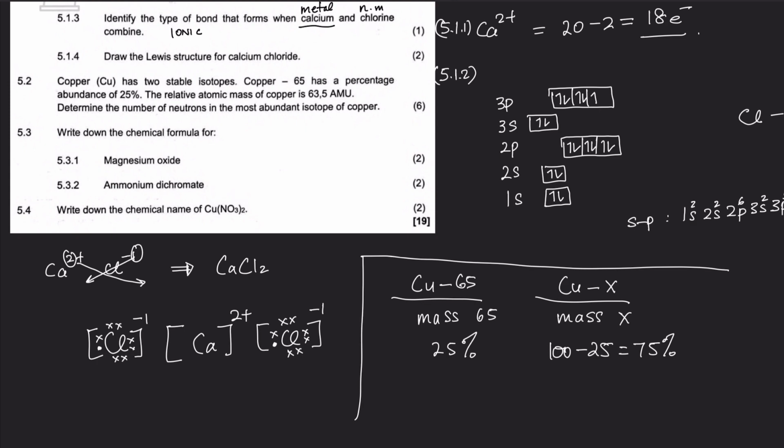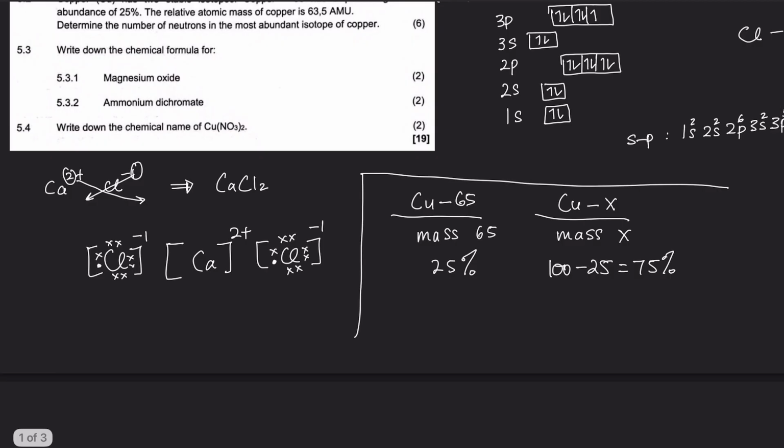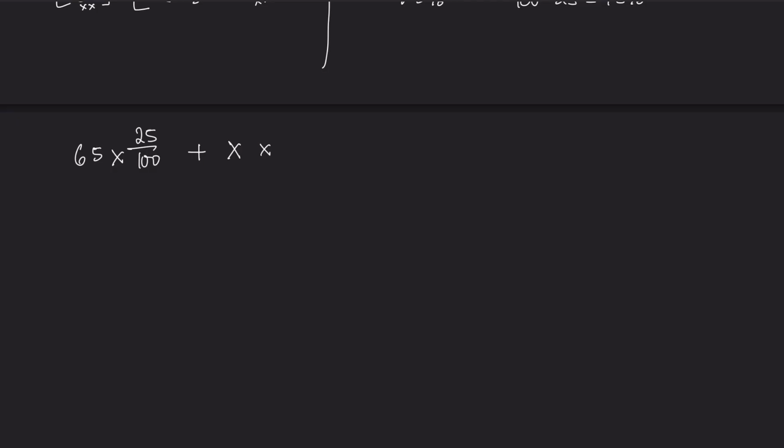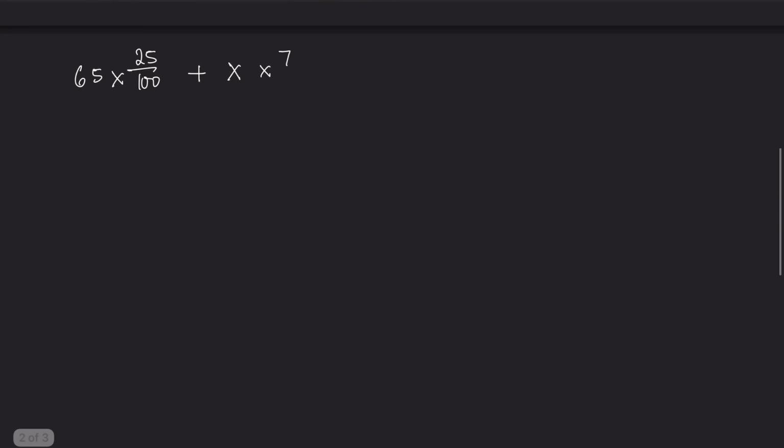Okay? Now we know that the formula to work out isotopes is the following. So we can take the mass. So let's set it out. We'll say the mass of the first one, so 65, multiplied by its percentage, plus the mass of the second one, which is X, multiplied by its percentage. So that's the first one, that's the second one. That's going to give us the relative atomic mass.